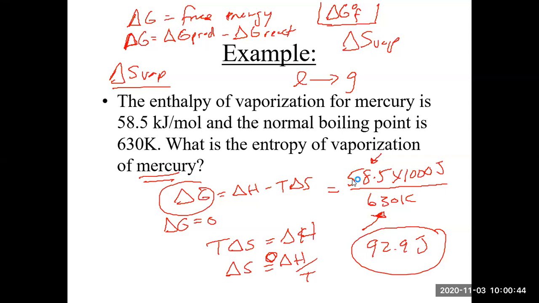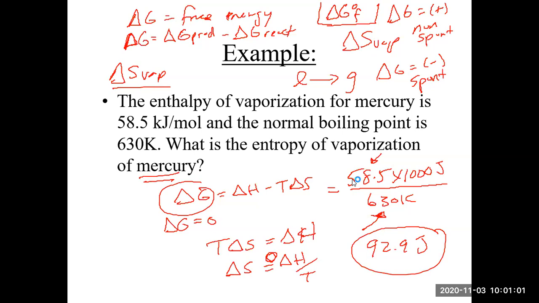Now, when we calculate delta G, if we get a delta G that is negative, that means the reaction is going to be spontaneous. If we get a delta G that is positive, it means the reaction will be non-spontaneous.